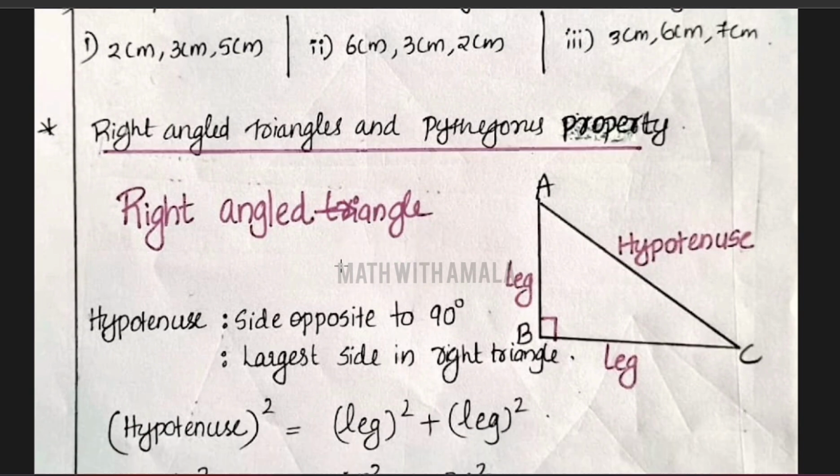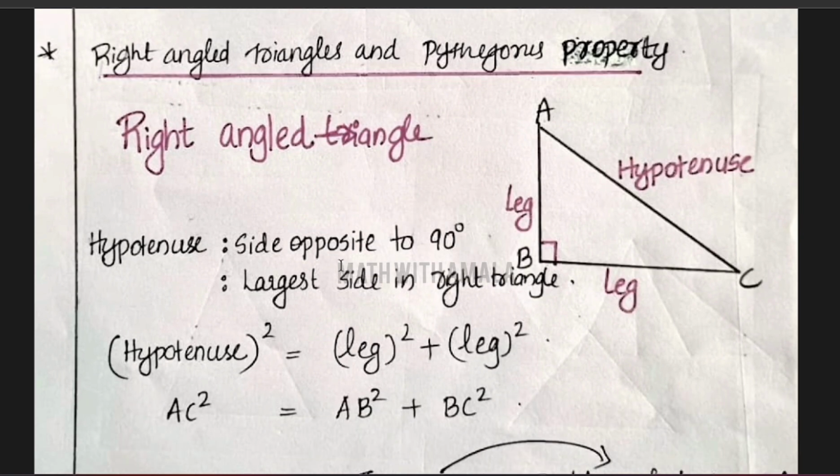Right angle triangle. What do you mean by right angle triangle? As we have discussed in the previous question, a right angle triangle is a triangle with one angle 90 degree and other two angles acute. You can name this BC and AB as legs, or you can call it like BC as base and AB as altitude and AC as always hypotenuse, which is the largest side and opposite to 90 degree. Hypotenuse is the side opposite to 90 degree and largest side in the right triangle.